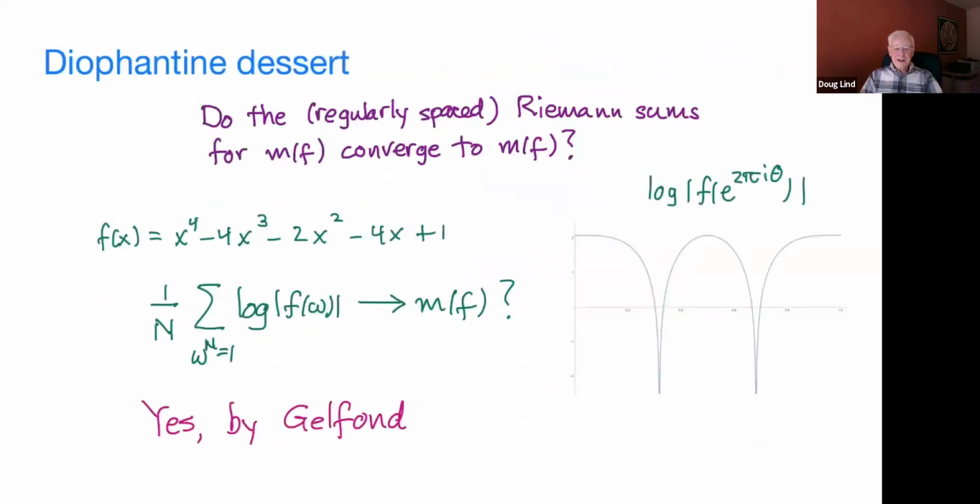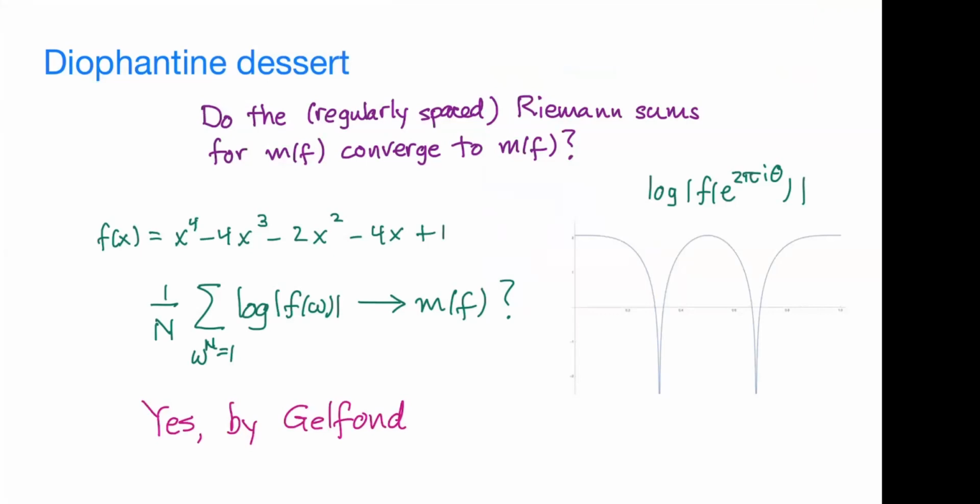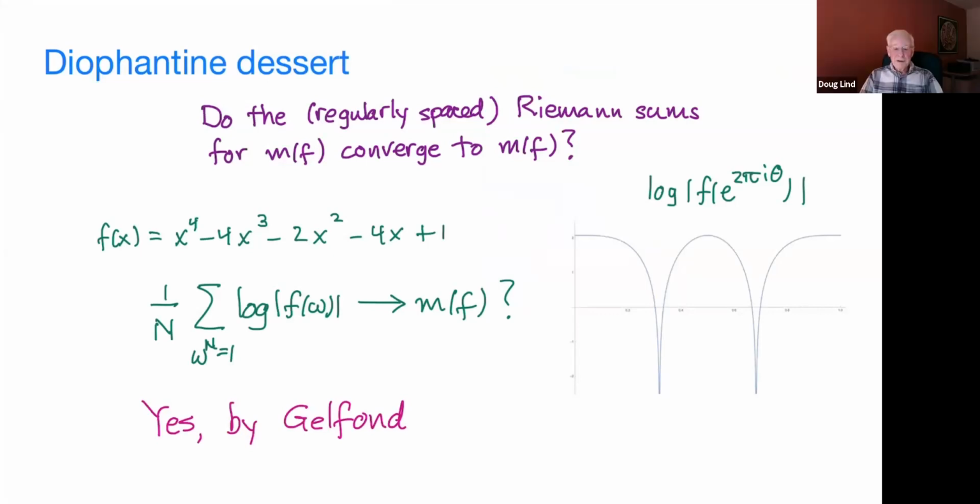Here's the dessert. To compute Mahler measure, you're just integrating log mod f over the unit circle or over the unit torus. Okay? And the question that I'll ask is, if you try to approximate this integral by a Riemann sum, do the Riemann sums converge to the integral or not? Now, if f doesn't vanish on the unit circle, log mod f is a continuous function, and this is trivial. But if it does vanish on the unit circle, it's not so trivial.